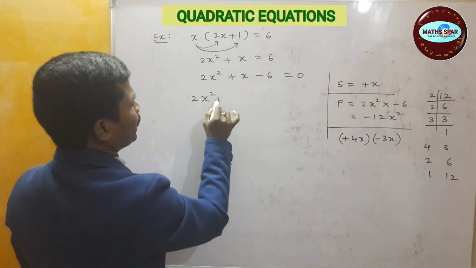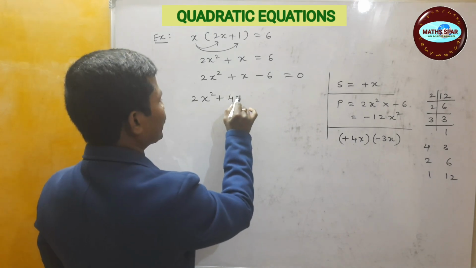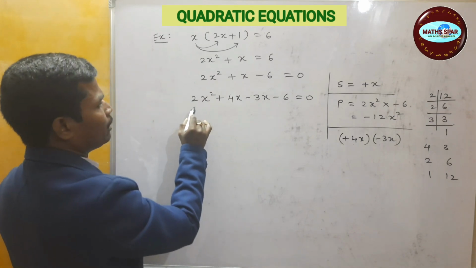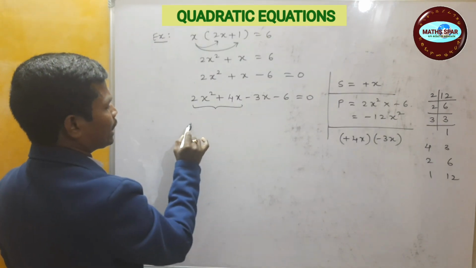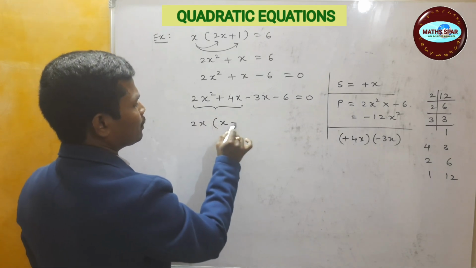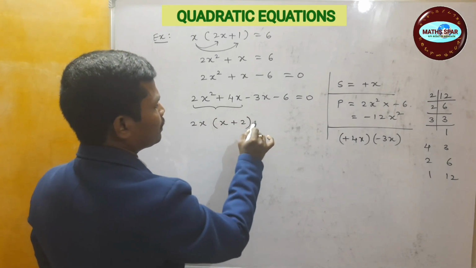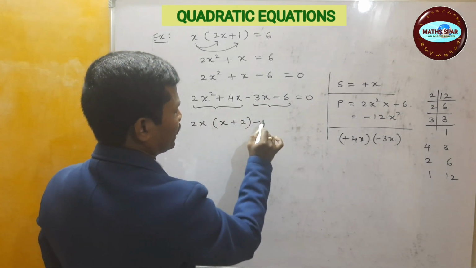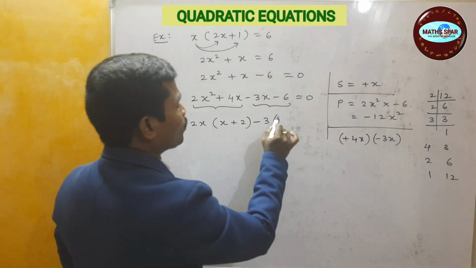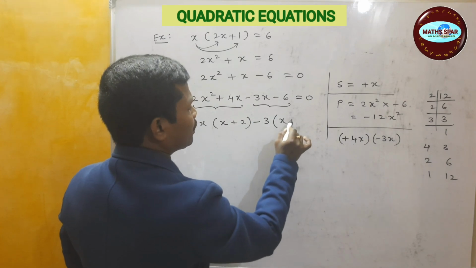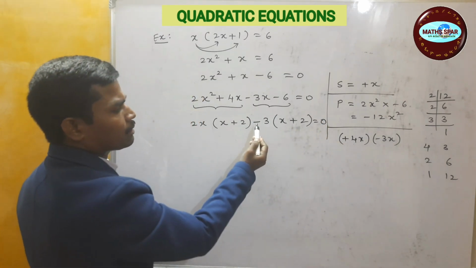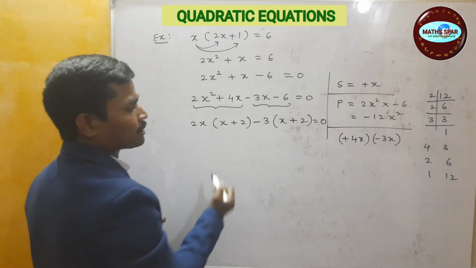That is 2x square plus 4x minus 3x minus 6 is equal to 0. Then from the first two terms I can take 2x common. Then x is remaining in this, plus 2 is remaining in this. Minus is common from both these, and 3 also I can take common. So minus 3 when I take common, I will be left with x here. Then plus 2 is equal to 0. Why plus? Because minus into plus is minus.